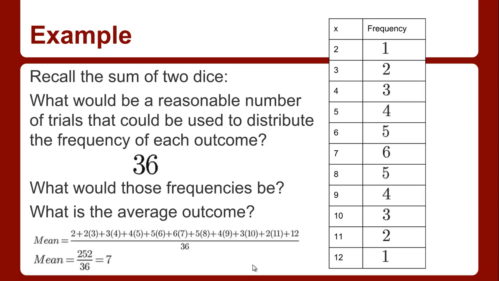So the mean is 252 over 36, which is 7. That's what we'd expect to get, a 7. For every number bigger than 7, we roll a number smaller than 7.